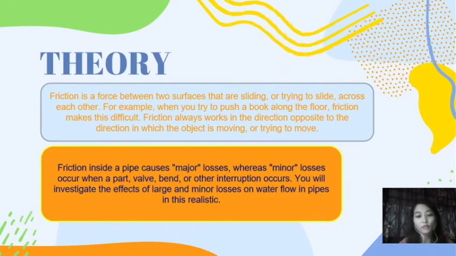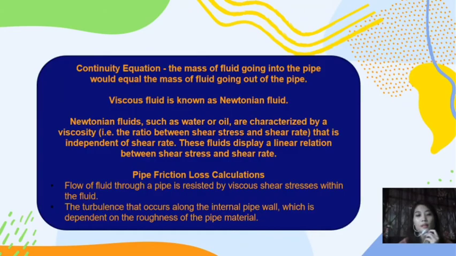Friction inside a pipe causes major losses, whereas minor losses occur when there is a valve, bend, or other interruption. So you will investigate the effects of major and minor losses on water flow in pipes. Next is the continuity equation and viscous fluid. The continuity equation says the mass of fluid going into the pipe equals the mass of fluid going out of the pipe. A viscous fluid is also known as a Newtonian fluid.